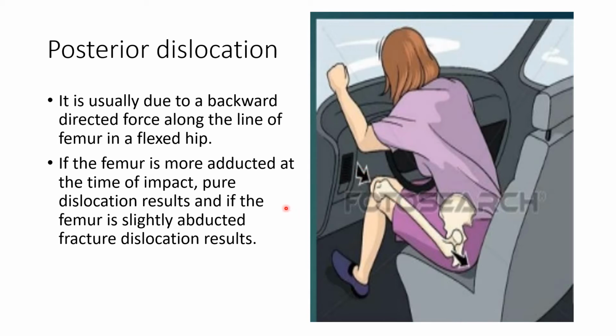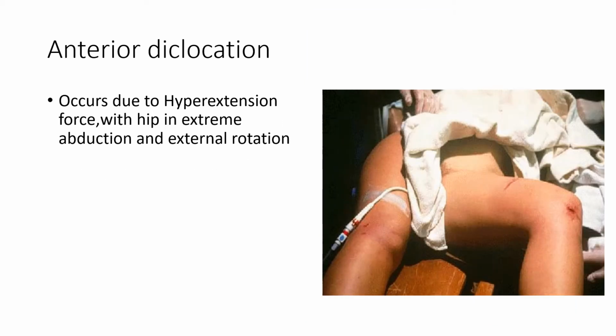It is usually due to a backward directed force along the line of the femur in a flexed hip. If the femur is more adducted at the time of impact, pure dislocation results, and if the femur is slightly abducted, it can result in a fracture dislocation. The fracture part can be the head of the femur or the acetabulum. In anterior dislocation, the mechanism of injury is a hyperextension force. It extends the hip joint with the hip in extreme abduction and external rotation.